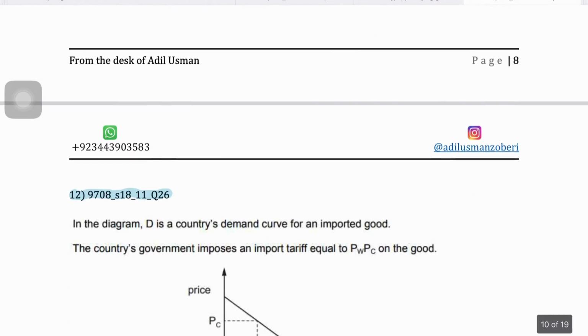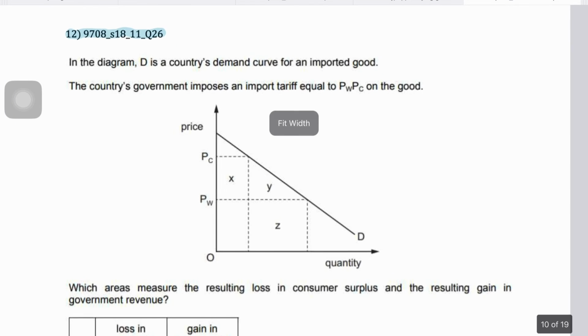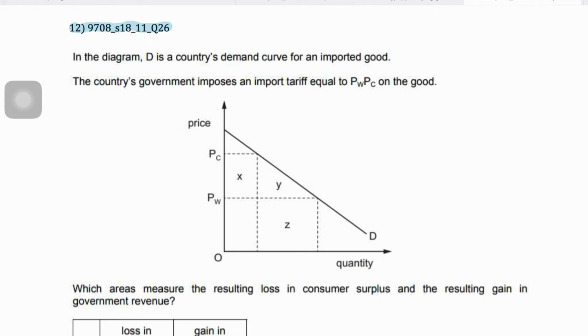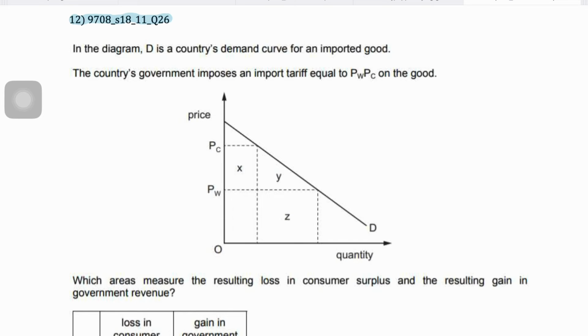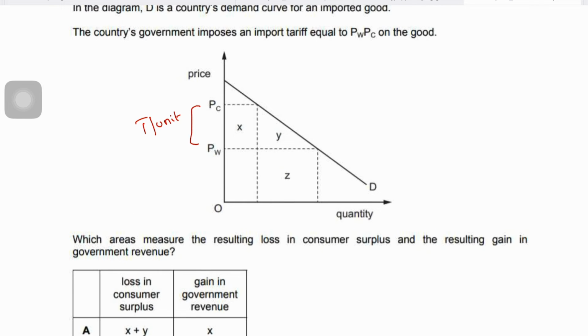Okay, so the next question says, in the diagram, D is the country's demand curve for an imported good. The government imposes a tariff equal to PWPC. Equal to PWPC means that this vertical distance is representing the tariff on the good, right? So the tariff per unit, basically. So this is your tariff per unit. Which areas measure the resulting loss in consumer surplus and the gain in government revenue? So obviously tariff is an import tax, so the amount is gained as government revenue.